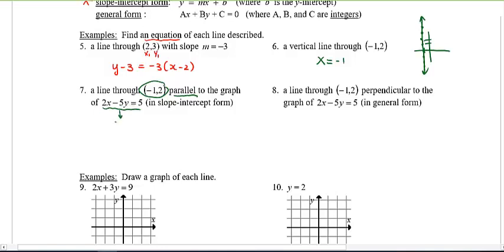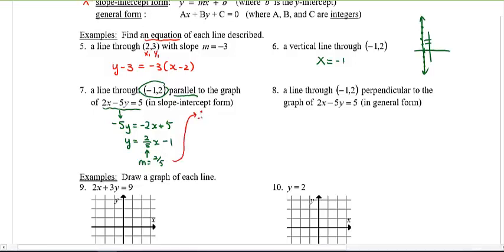Perhaps I'll rewrite this in slope-intercept form. Negative 5y equals negative 2x plus 5. We'll continue to isolate y by dividing every single term by negative 5. So that's 2/5 x minus 1. And lo and behold, we have our slope-intercept form, so therefore the slope m must equal 2/5. And since it is parallel, the other equation must also have a slope of 2/5.